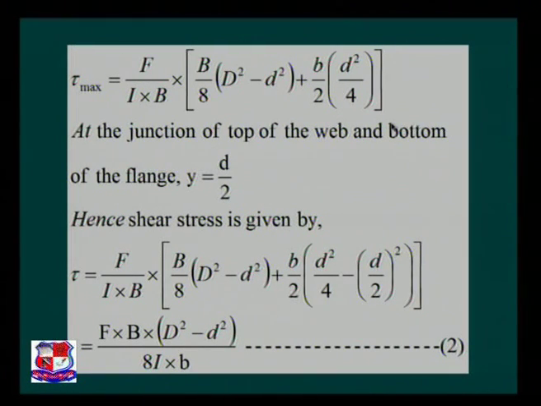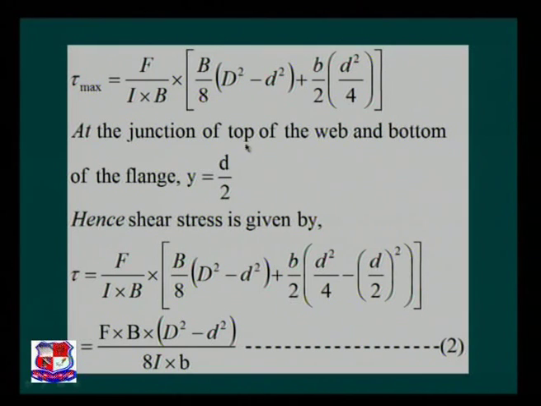By simplifying once again, we obtain a very simple single equation in terms of all the physical properties of the I section, that is F by I small b, bracket B by 8, bracket D square minus d square, plus b d square by 8. This is the variation at the neutral axis, where we got the maximum value of shear stress.